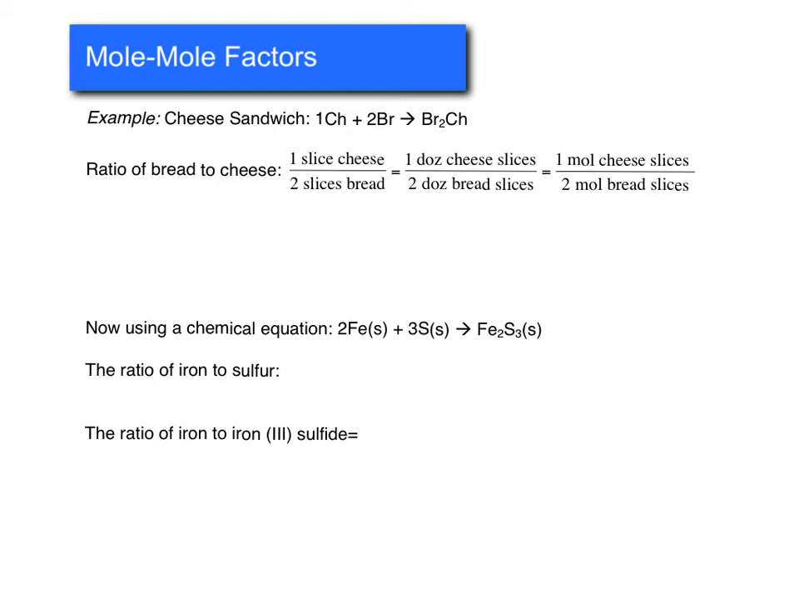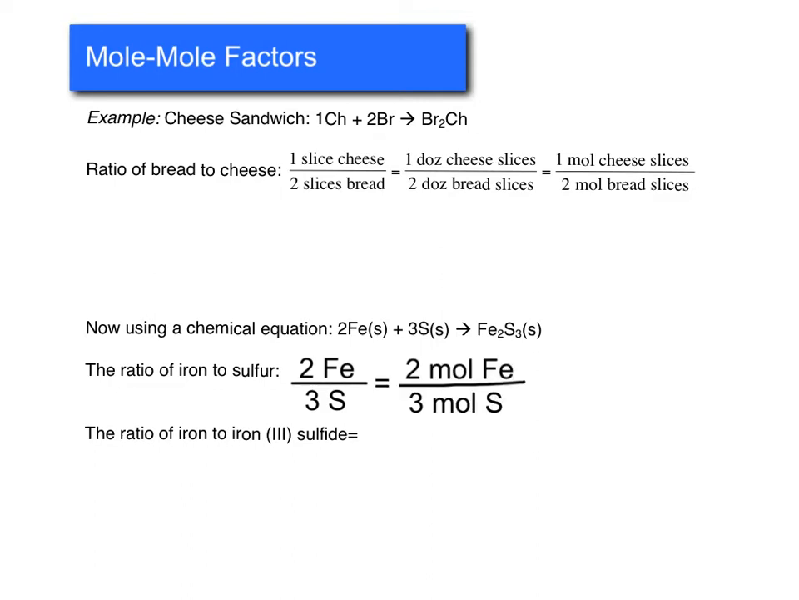Now if we go on to using this in a chemical equation, which always seems to be just a little bit trickier, we look at the ratio of iron to sulfur in this chemical reaction. So we have 2 irons plus 3 sulfurs gives Fe2S3, which is iron 3 sulfide. We can tell from that equation that for every 2 irons, we need 3 sulfurs. That is our mol-mol ratio for iron to sulfur, and that also works for 2 moles of iron equals 3 moles of sulfur.